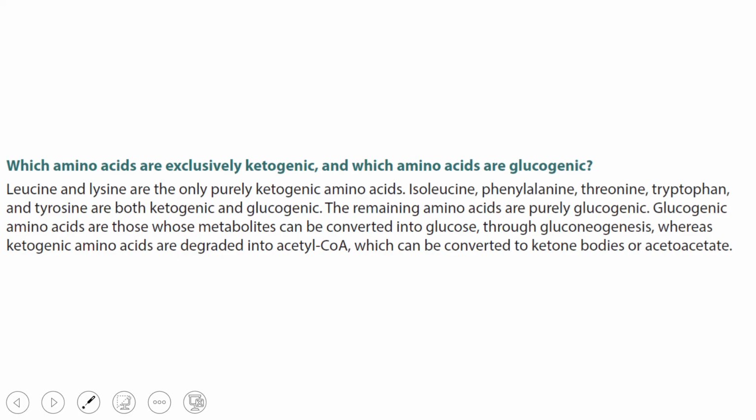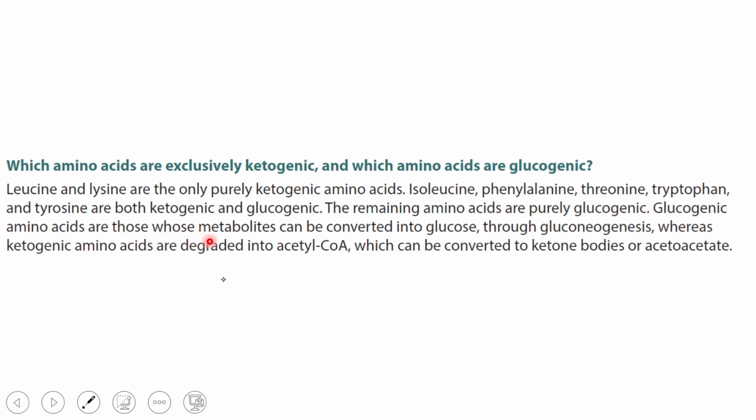So the amino acids whose metabolites are converted into glucose are called glucogenic amino acids, and the amino acids in which the metabolites are degraded into acetyl CoA or that is further converted into ketone bodies are called ketogenic amino acids. So the leucine and lysine are the only purely ketogenic amino acids. Isoleucine, phenylalanine, threonine, tryptophan, and tyrosine are both ketogenic and glucogenic. The remaining amino acids are purely glucogenic.